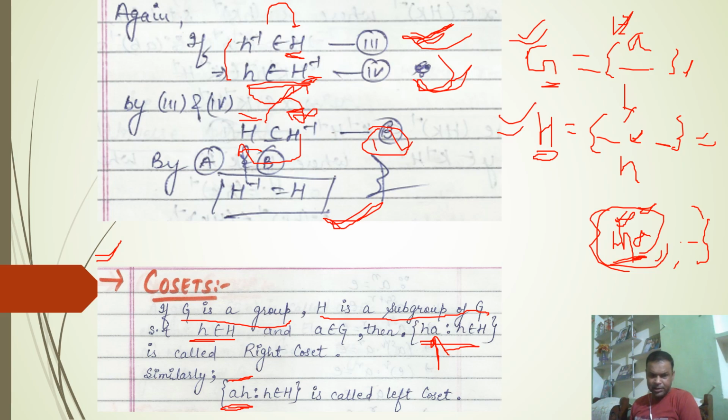Cosets means a set which has the product of two sets, in which the element of the first set will be an element of the subgroup, while the second element will be an element of the group, and this composition will create a coset.